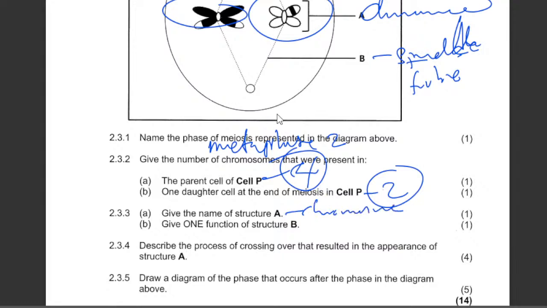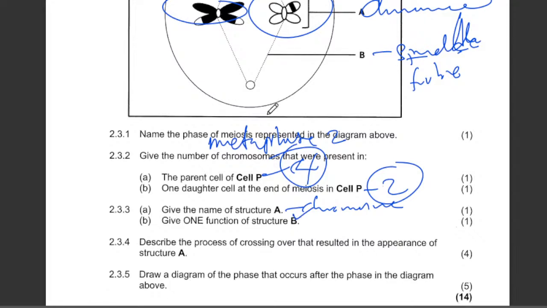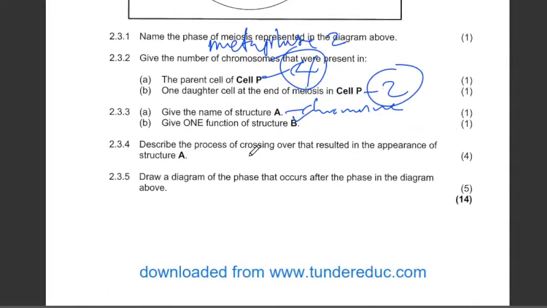And then give the function of structure B: to hold the chromosome in position. And also they are used to pull the chromosomes to the opposite poles. Yes, they contract and then they pull the chromosomes to opposite poles. Next, describe the process of crossing over.